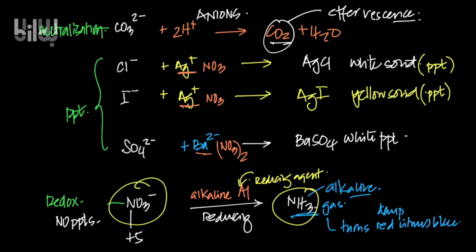If I add barium and get a white PPT, then the white PPT is barium sulfate, which means the solution must have a sulfate ion. If I add silver nitrate and I get a white PPT, it proves it's chloride. If I get a yellow PPT, it proves it's iodide. So the idea is this. So yeah, this is what you're doing.